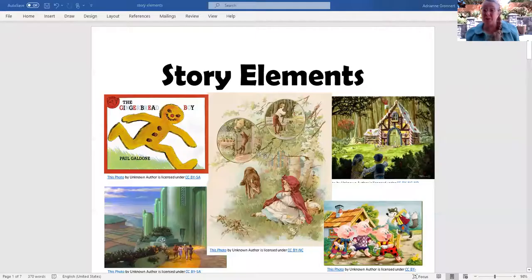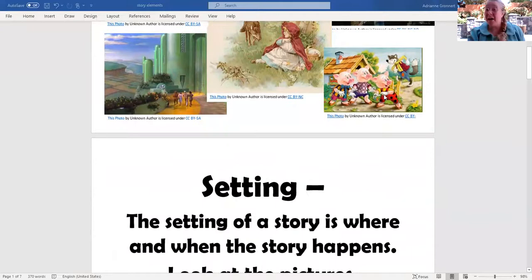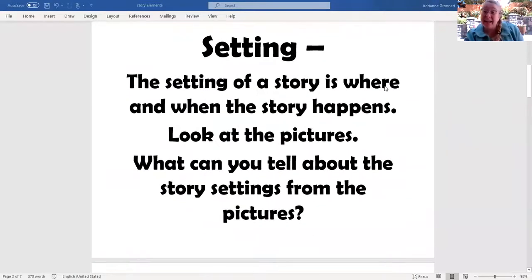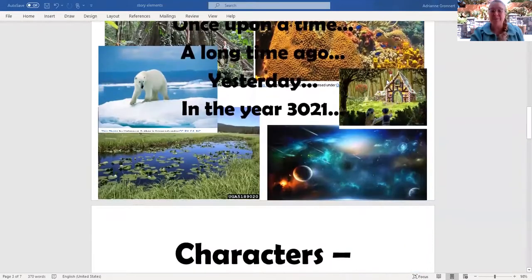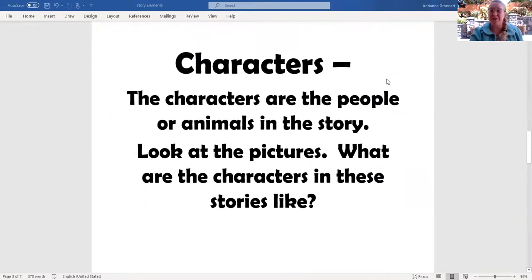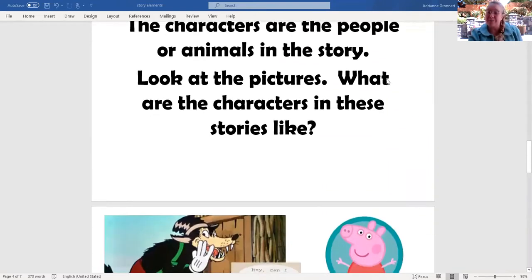Let's take a look. We've already learned that story elements are important things that stories have. One of the elements we've talked about is the setting. The setting is where and when the story happens. We've also talked about characters. The characters are the people or animals in the story.